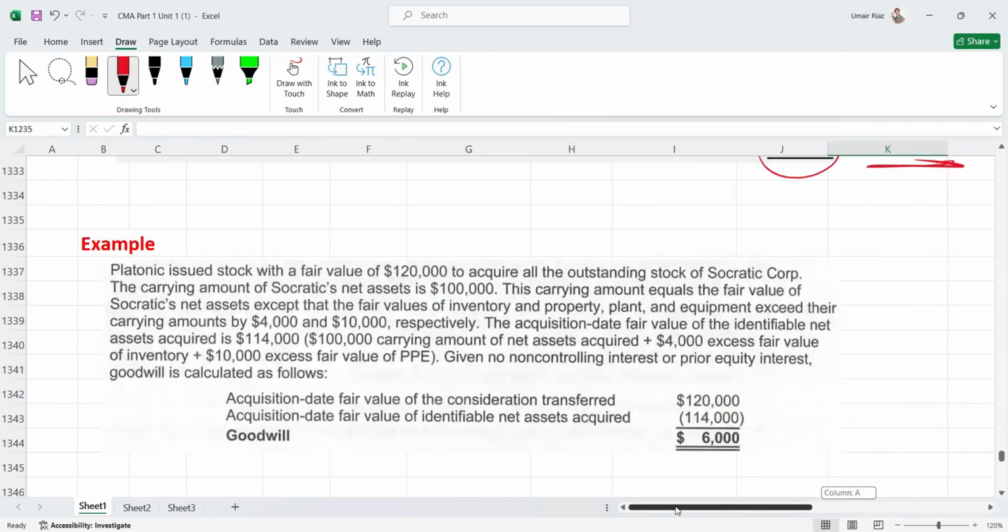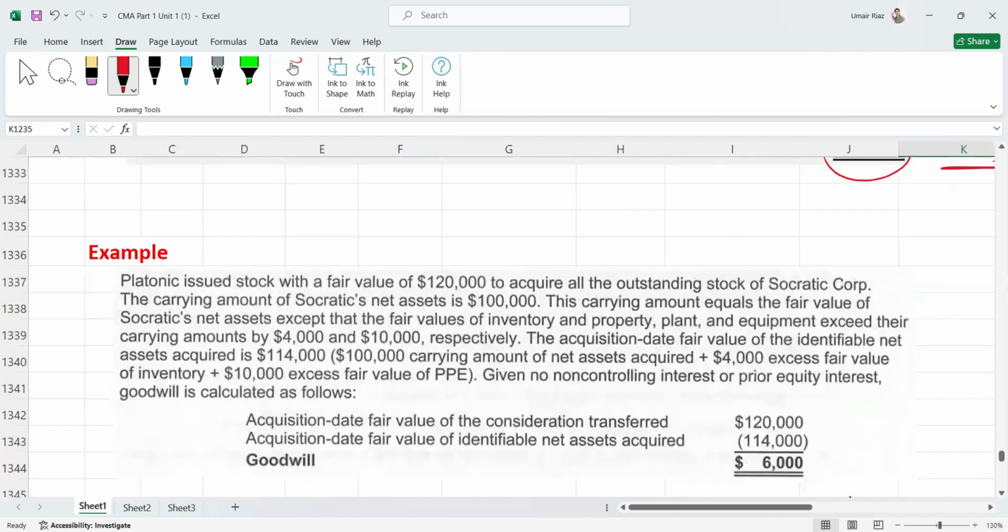Please remember this thing. Now I'll show you an example. Again, if we want to make the goodwill or gain from bargain calculation technical, they may give you these kinds of adjustments. Here we go. Let's have a look. They're saying it's another example. I hope you can read it.